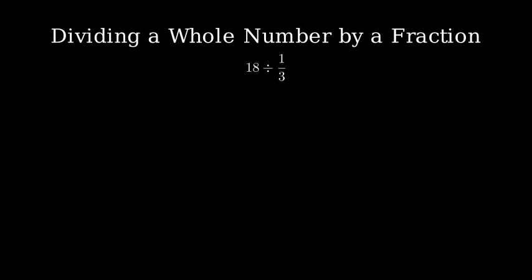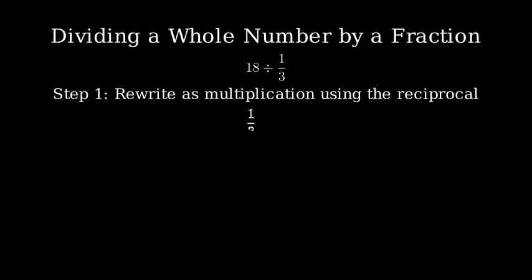Step 1 is to rewrite the division of a whole number by a fraction as a multiplication problem. This involves finding the reciprocal of the fraction. In this step, the reciprocal of 1/3 is found by swapping the numerator and the denominator, which gives us a reciprocal of 3. Now, we rewrite the original problem as 18 times 3. This is an equivalent expression to 18 divided by 1/3.